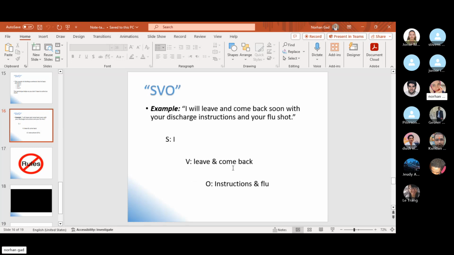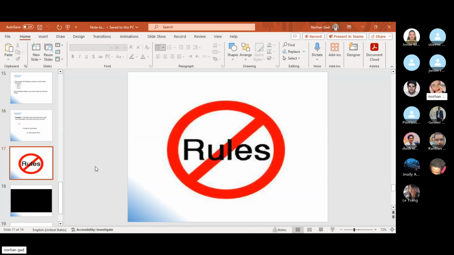Okay, with what? Come back with what? With your discharge instructions and flu shot. So with the help of my short memory, I'm going to fill in the gaps. I don't have specific rules other than what I told you. If you're going to use mnemonics and abbreviation methods, have them fixated.